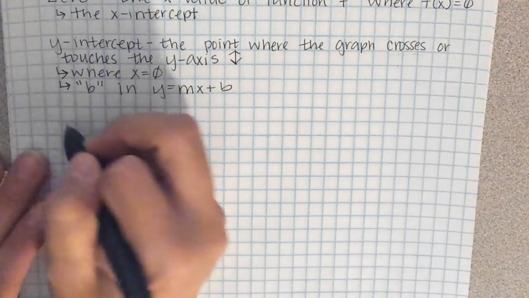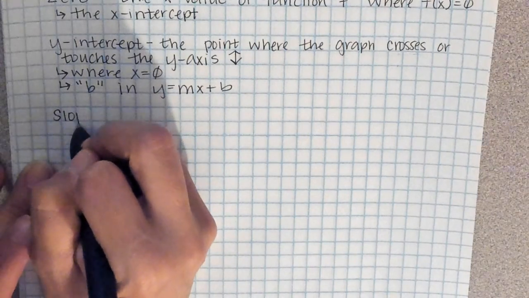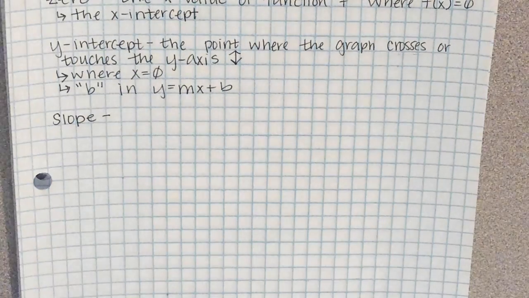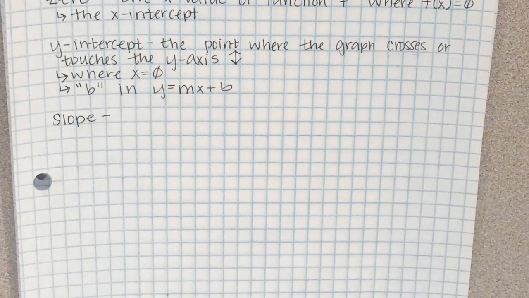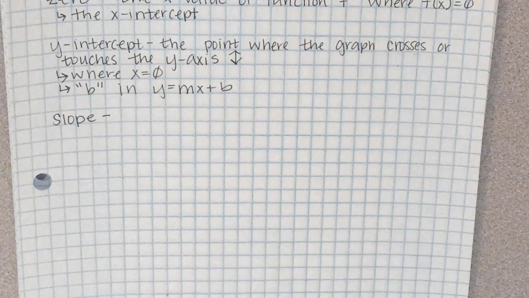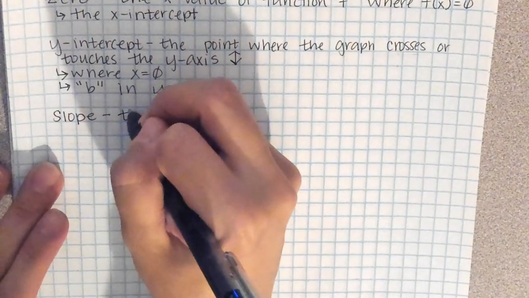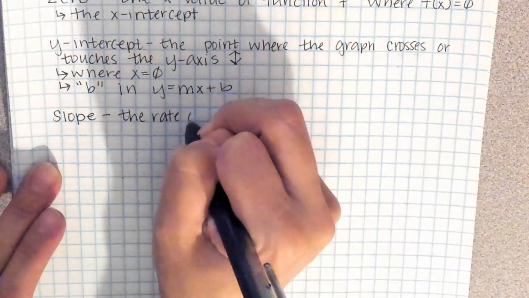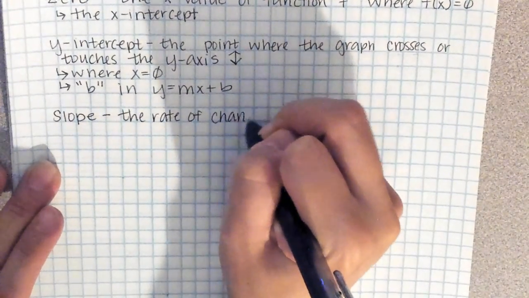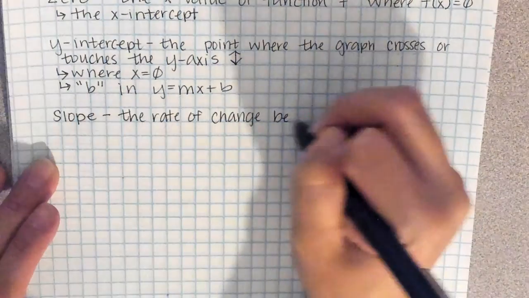All right, so talking about slope, what is slope? What is slope? What do you remember slope to be from last year? It is my rate of change. Slope is rate of change. Those two words are interchangeable. So slope is the rate of change between any 2 points on the line.